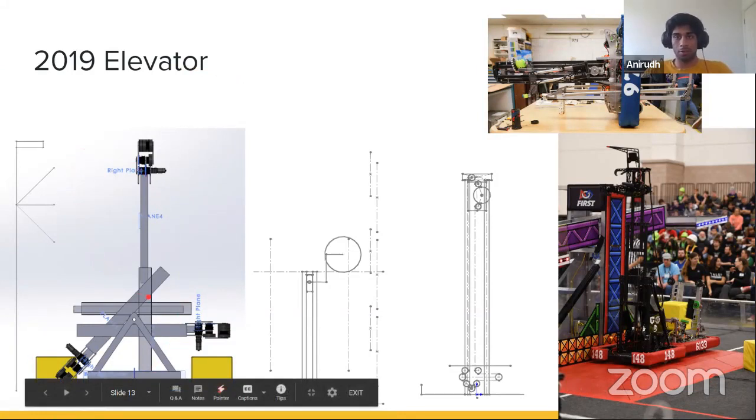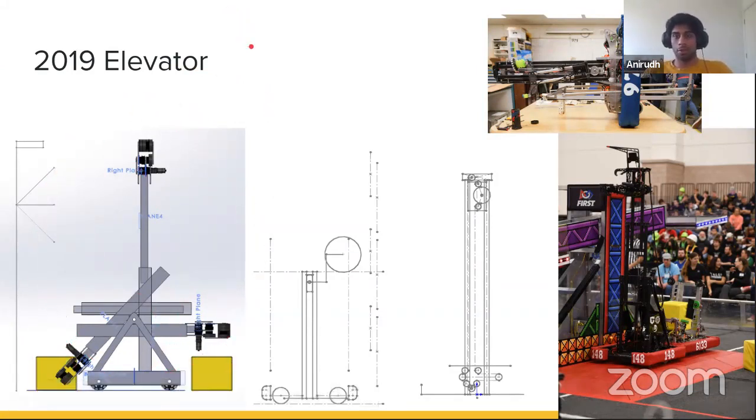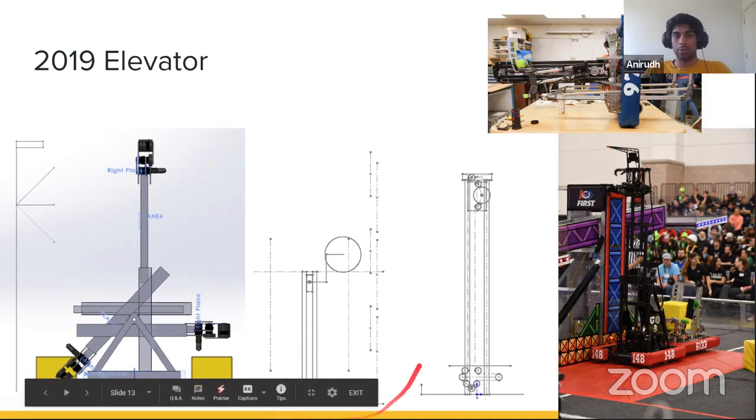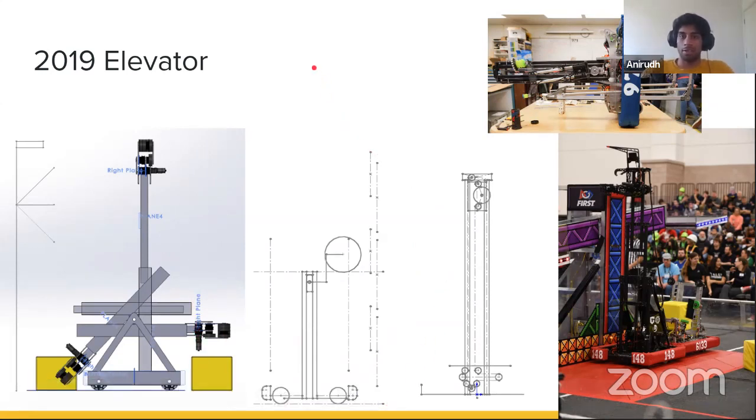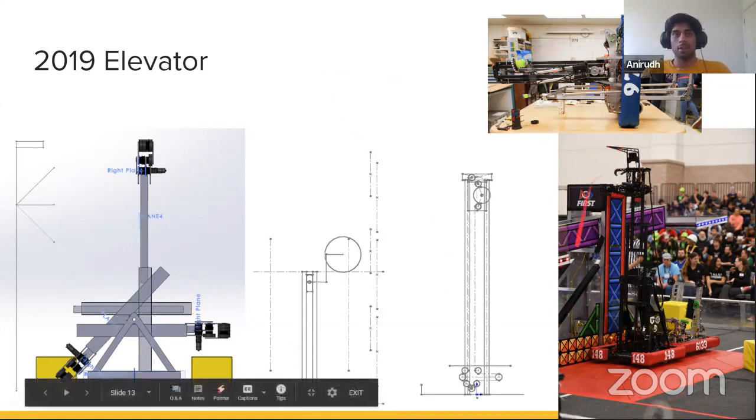This isn't actually our Crayola CAD for an elevator. This is 3847's, but this is just a picture of a differential elevator. And then in the center, you can see the Crayola CAD for just a simple continuous sideways elevator, which is eventually what we used. And at the bottom right, you can see a tubular elevator that 148 had in 2018.